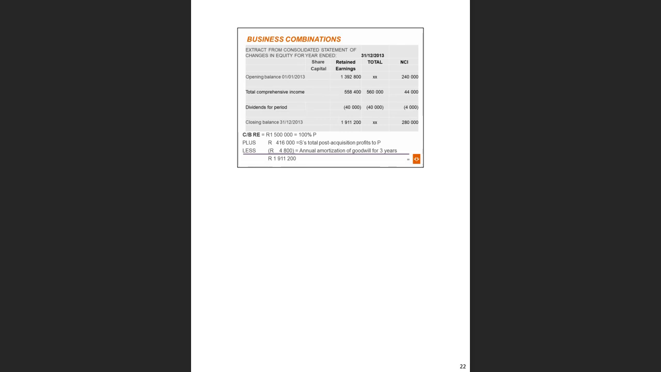So remember, the closing balance in our consolidated statement here, this is the group. The closing balance of retained earnings is going to be made up of P and S. P's closing balance of retained earnings was 1.5 million. They gave us that in the scenario. Now we need to add in S's closing balance of the retained earnings. So how do we get S's total post-acquisition profits? How do we get the 416,000? Can anyone tell me?